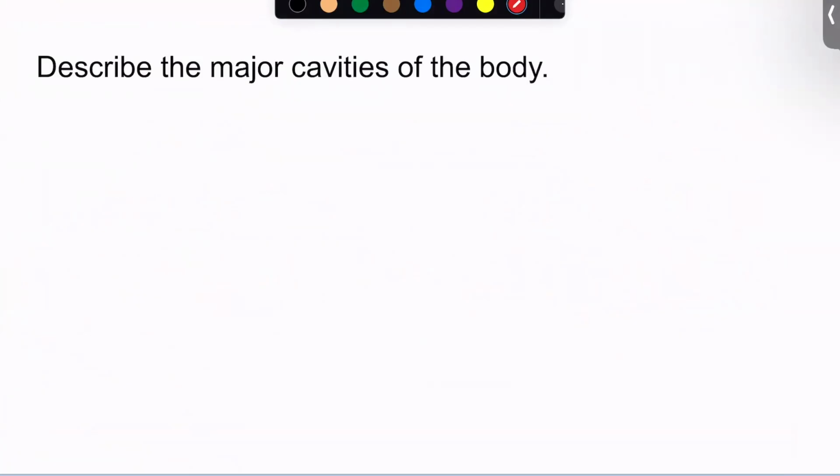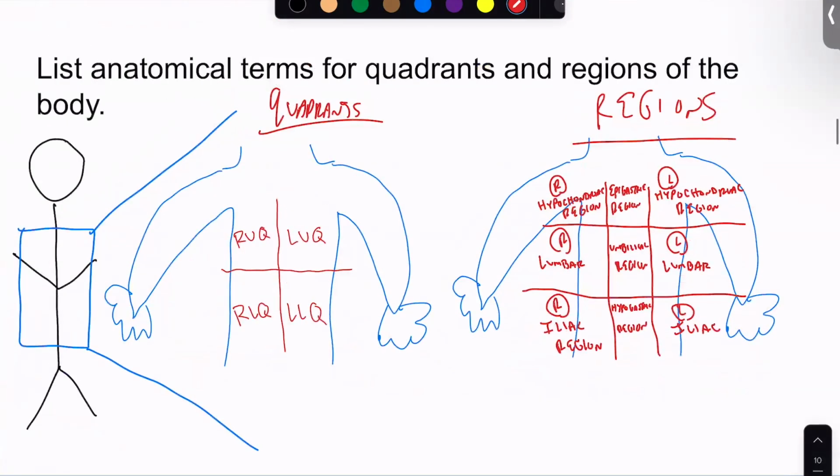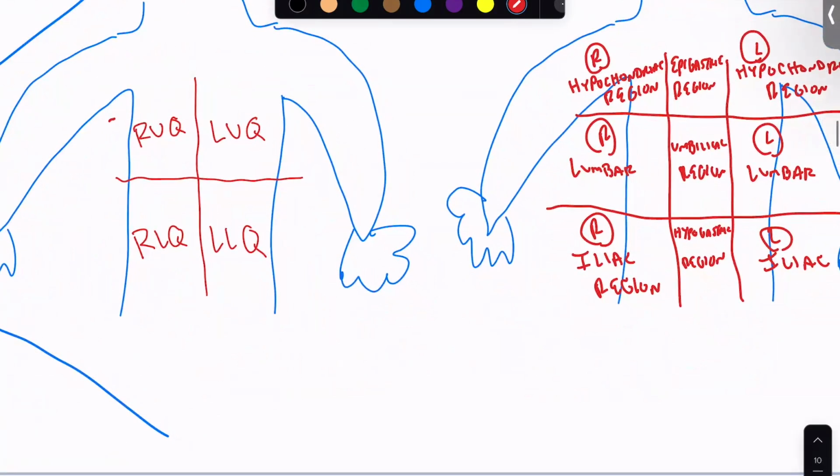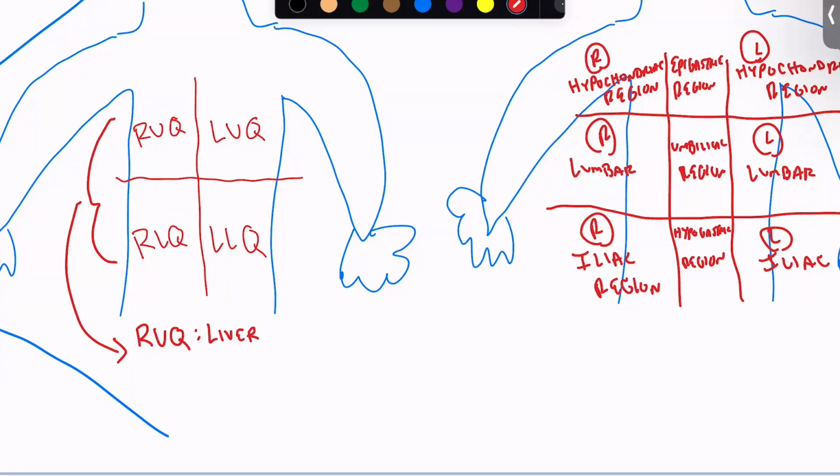Oh, and real quick, I kind of just want to talk about what's in each of these regions because maybe you'll get a question on it. So if we take this right here, in the right upper quadrant, I'll give you a second. What's some stuff that you find in the right upper quadrant? So the big one is the liver. And then remember the gallbladder is tucked right underneath the liver.